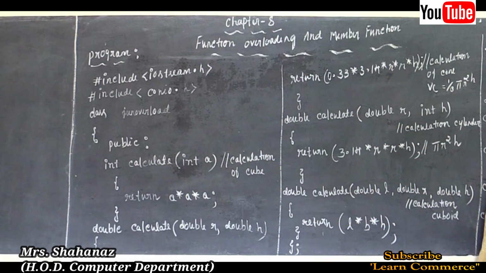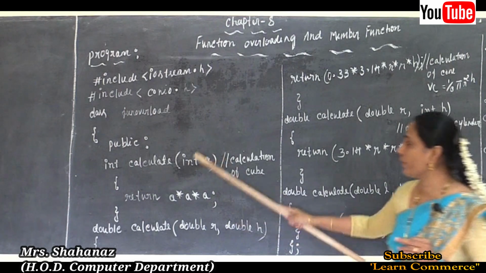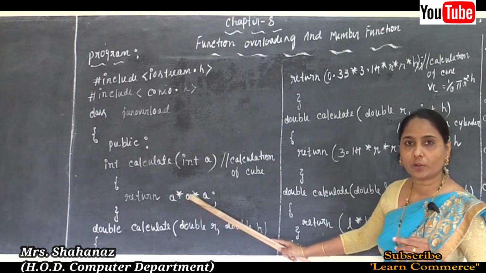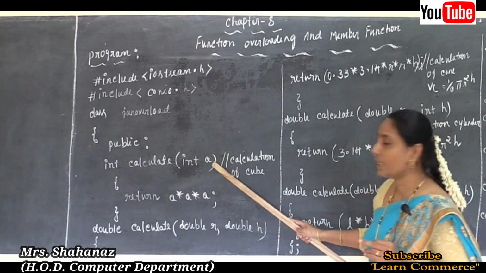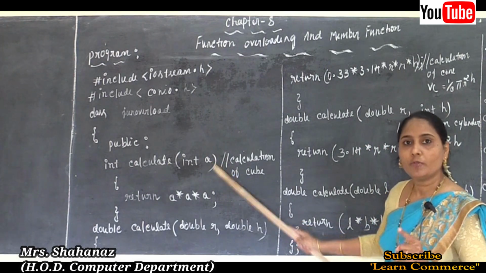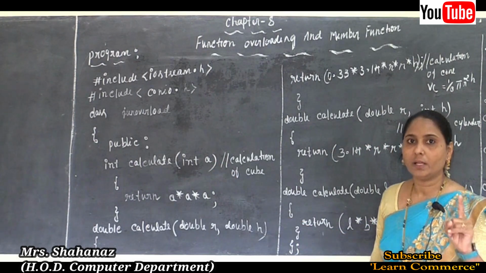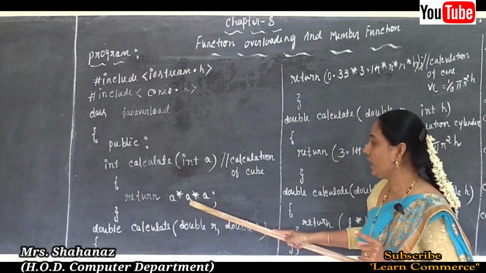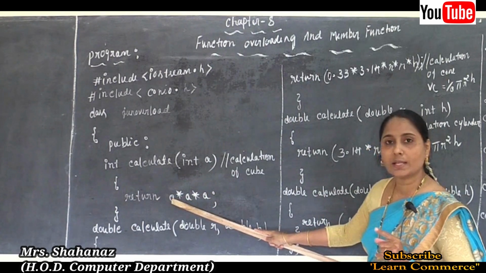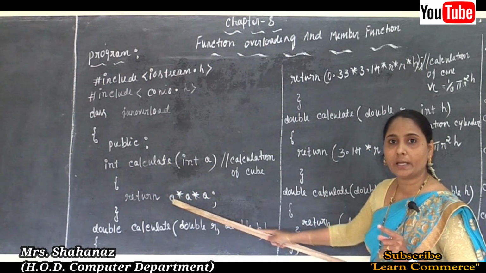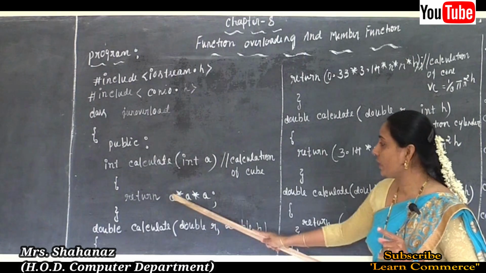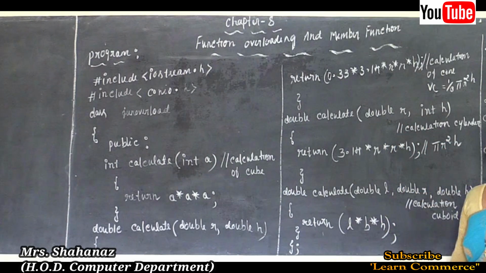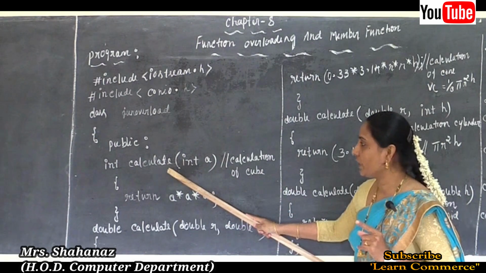This member function is used to make the calculation of the cube. I am going to write simple code just to calculate the cube. For the calculation of a cube, we know we need just one argument. So return a into a into a. If your a value is 10, then it is going to return 1000. So 10 into 10 into 10 gives the answer for the calculation of the cube in our output.